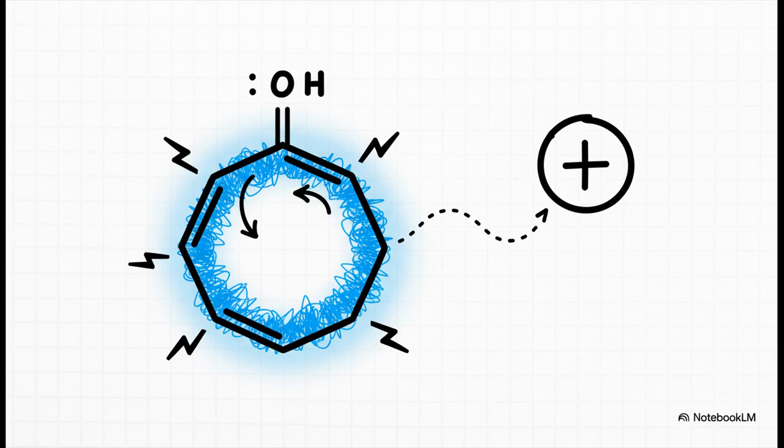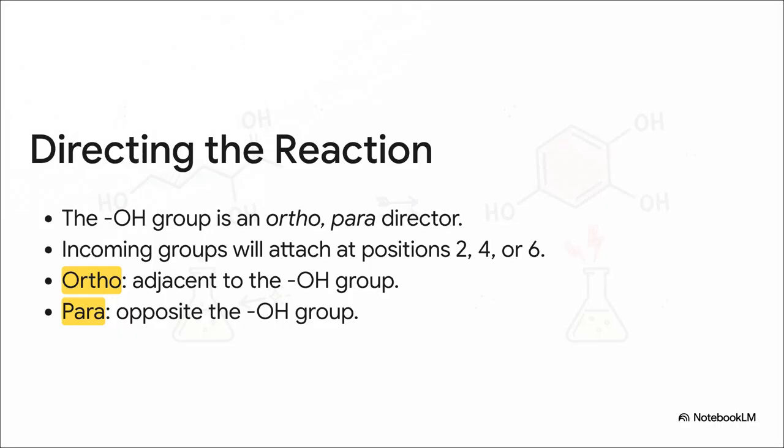That oxygen atom in the hydroxyl group actually donates some of its electron density right into the benzene ring. This makes the ring electron-rich and basically supercharges it, making it way more attractive to other chemical groups looking for electrons. So not only does the OH group supercharge the ring, it also acts like a traffic cop. It tells any new group exactly where to attach. And the spots are very specific, either right next door, at the ortho positions, or directly across the ring at the para position. It is incredibly precise.